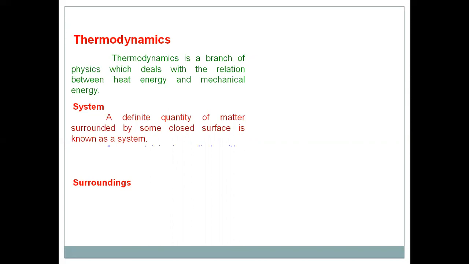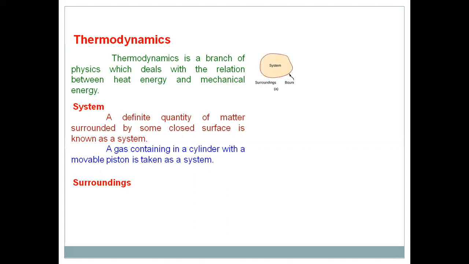So in thermodynamics, most probably the system is a gas-containing cylinder with a movable piston. By using this piston, the gas can be expanded or compressed. So this is taken as a system in thermodynamics. This is one example of a system.